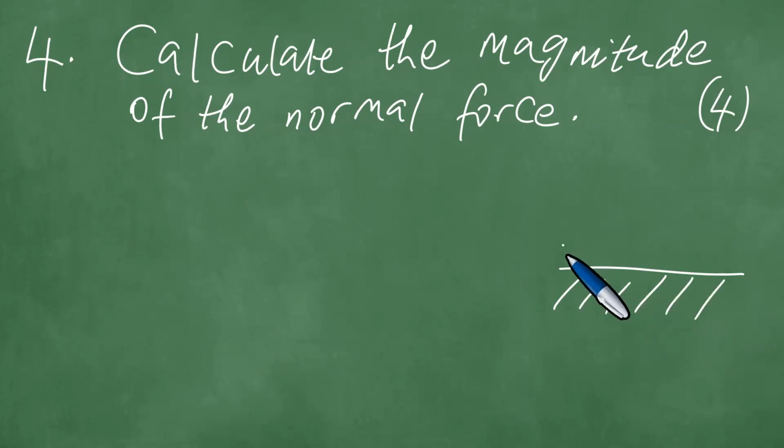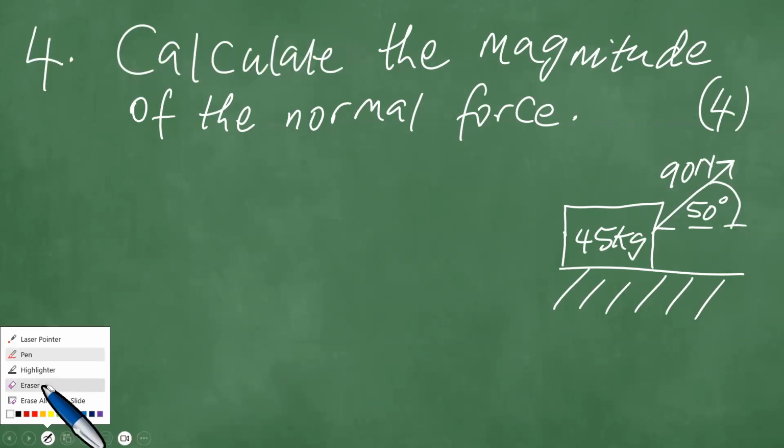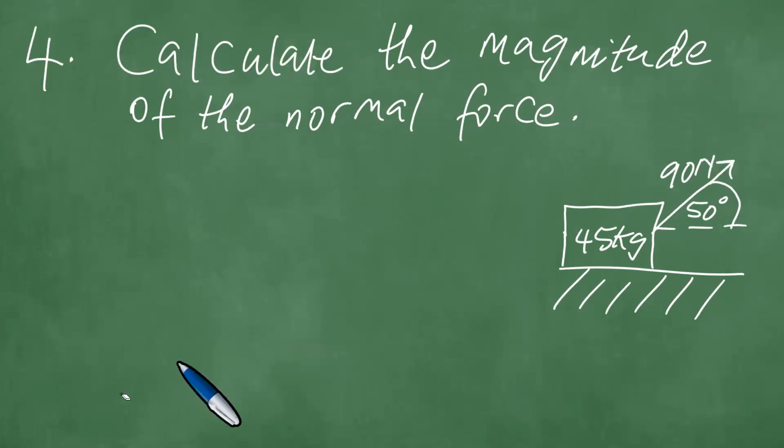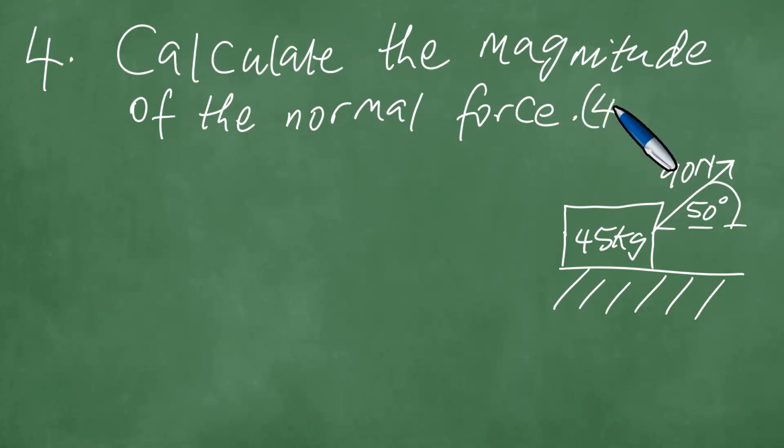Here is the situation, the ground. A box of 45 kilograms. An applied force of 90 newtons, acting at an angle here of 50 degrees. And then now this one here. So, okay, this one is a force Fermax there.